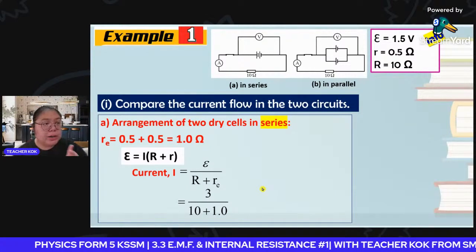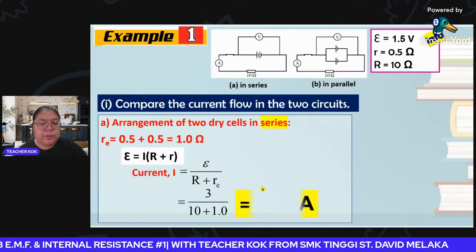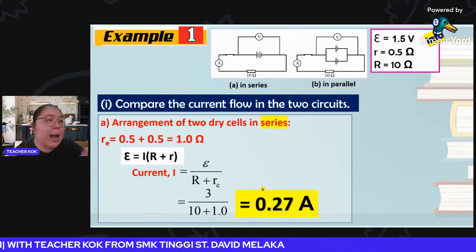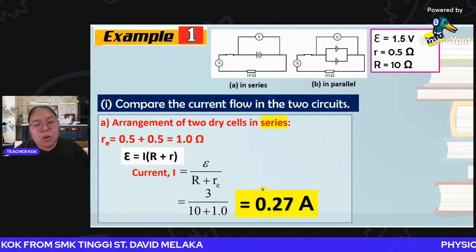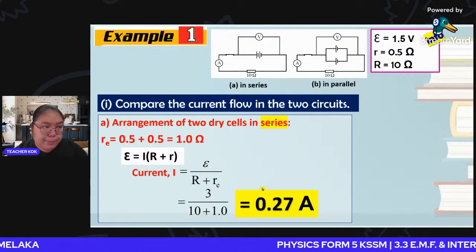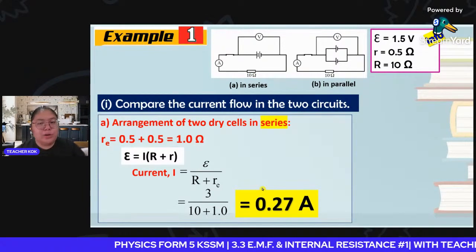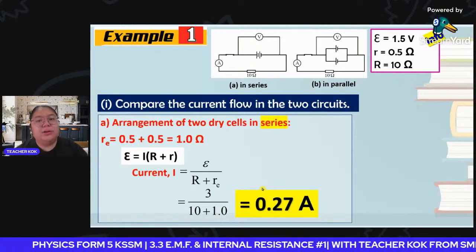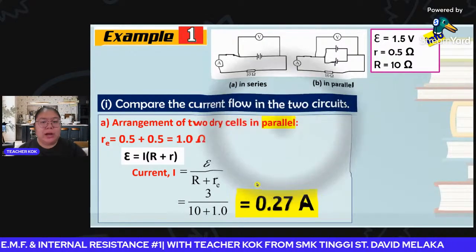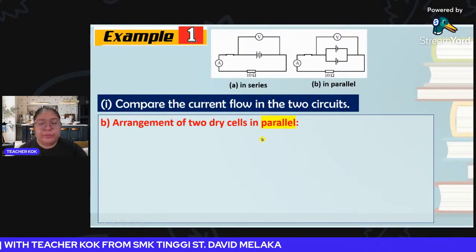So the first one I show you, the second one you need to show me. From here, 0.27 ampere, 3 over 11, 0.27 ampere. So this one is a series. Now I want you to show me the parallel. Same question, but now what I want to find is parallel. I'll give you some info first.